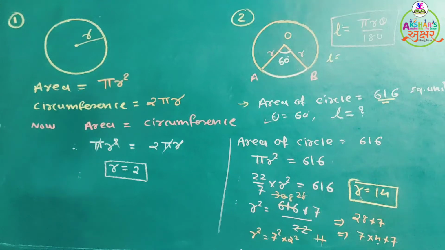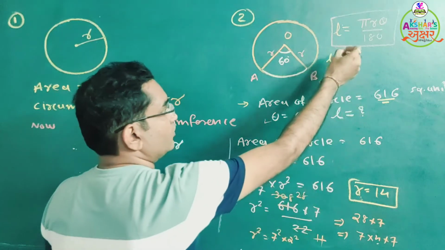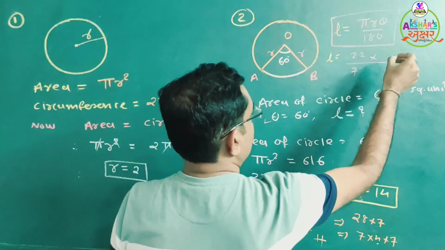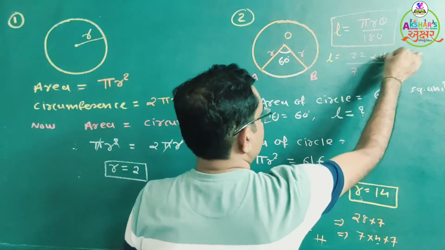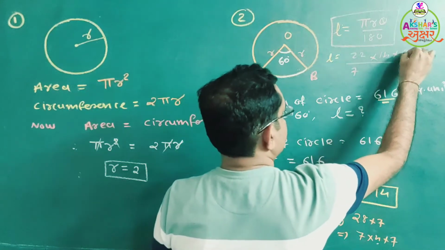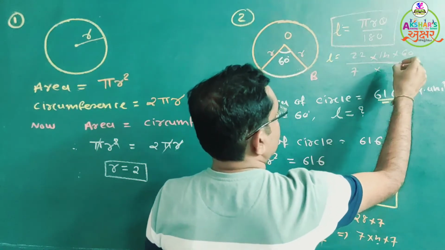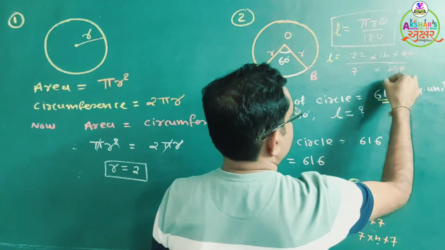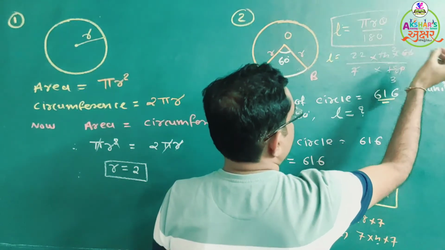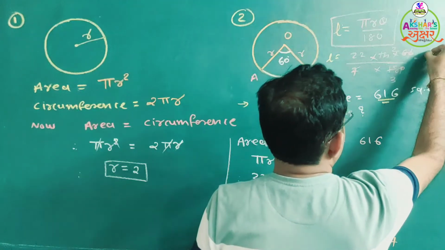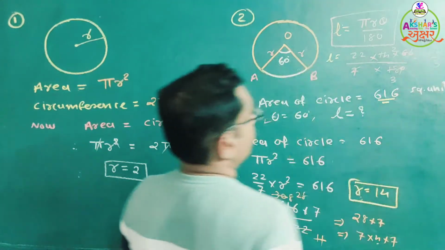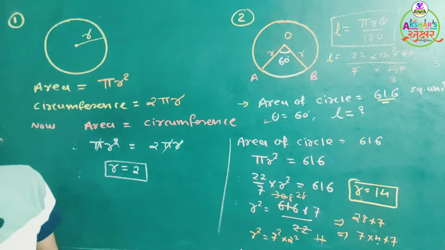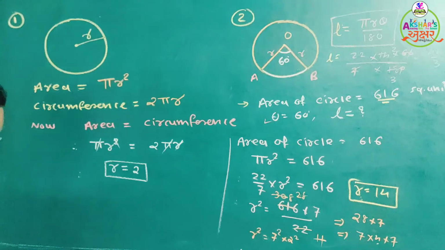So length of minor arc is, put the values, pi is 22 by 7, R is 14, theta is 60 upon 180. Cutting, 6 3s are 18, 7 2s are 14, 22 2s are 44 by 3. So length of minor arc will be 44 by 3. Done. This is your answer. Clear students?